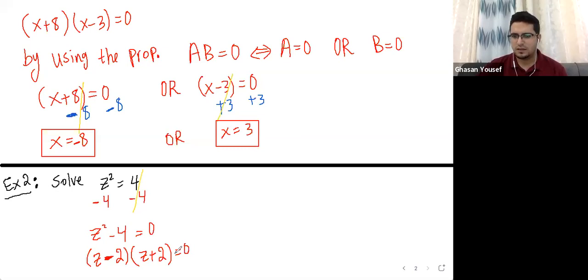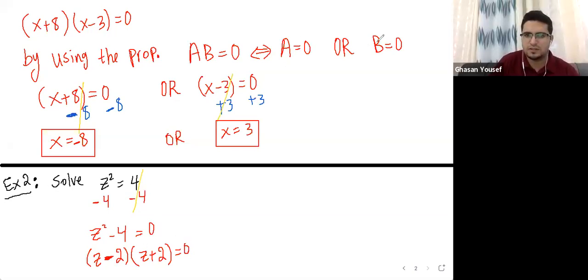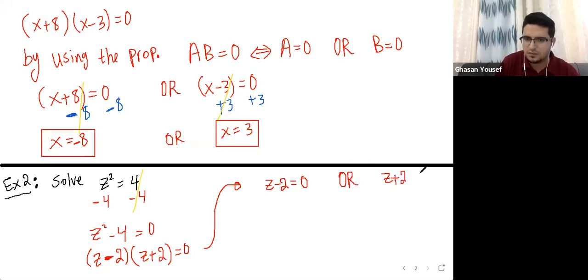Here I get from the student that the answer could be both negative or positive 2. Yes, negative 2 and positive 2. So what is the answer here? He said it could be both negative or positive 2. Like he said, the same idea, we're using the property a times b equals 0. So a equals 0 or b equals 0. So here z minus 2 equals 0 or z plus 2 equals 0.